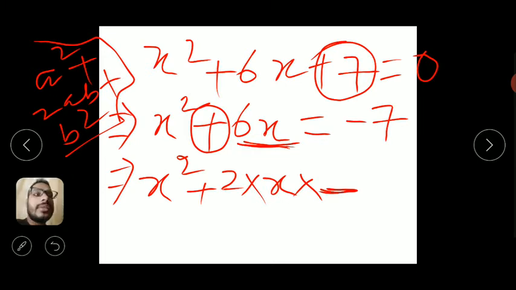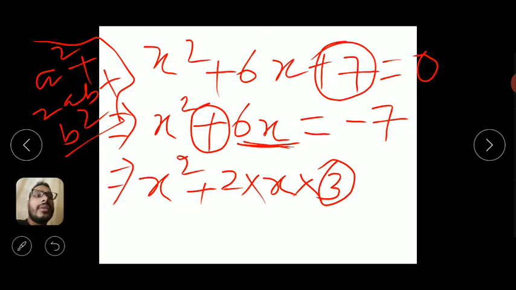Let me give you the answer. It should be 6 by 2. Is it 6 by 2? Or we can write 3 only. 6 by 2 or 3? Because if you multiply 3 with 2, you get 6, isn't it? So instead of writing 6 by 2, you can write only 3. Now if you multiply 3 with 2 and x, you get 6x. So what you have done here is, you have taken b as 3.